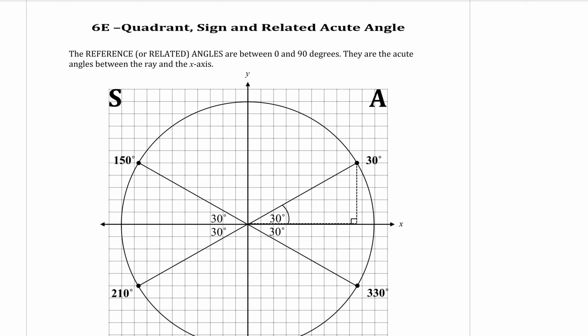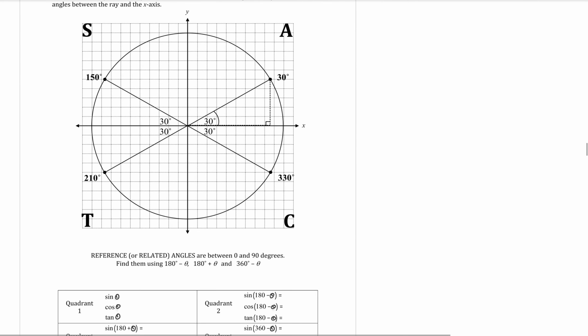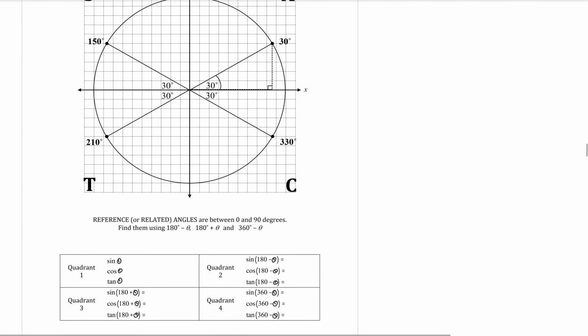We're going to be using our All Stations to Central diagram, and we're going to be looking at the signs, as in positive or negative, of each of our trig functions in there. So underneath that diagram, you will see this little table.